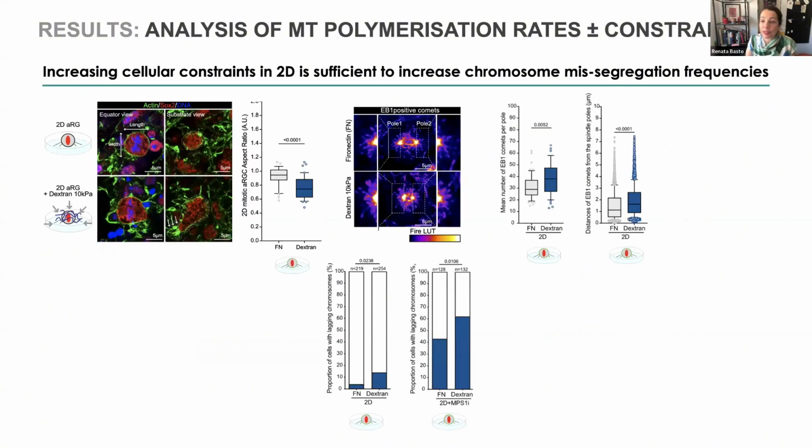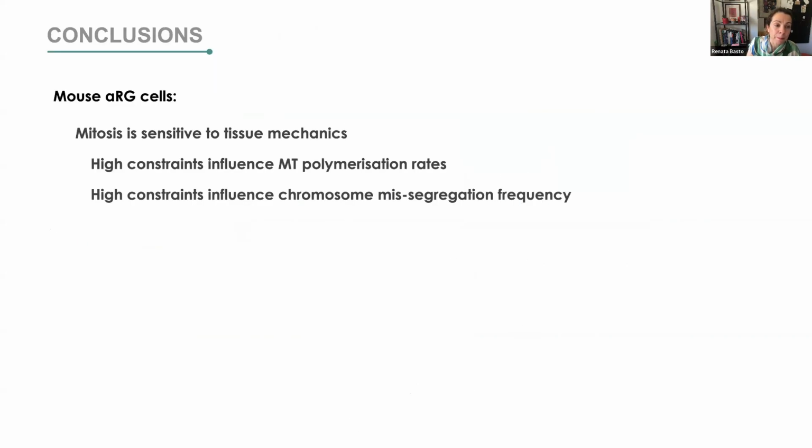We did the opposite in 2D, where we now actually treat these cells with dextran so that they kind of feel that there is a lot of crowding, and we can see that the aspect ratio changes, and so does the behavior of EB1, as you can see over here, and more importantly, the level of chromosome segregation, exactly the other way around of what I just told you for 3D.